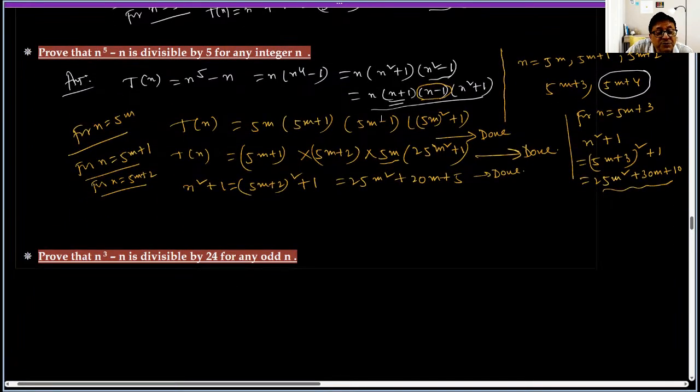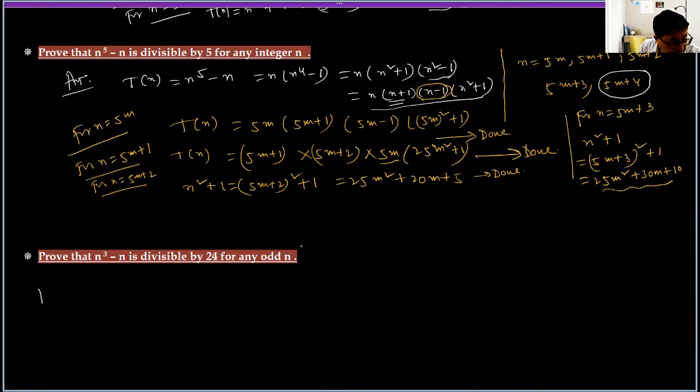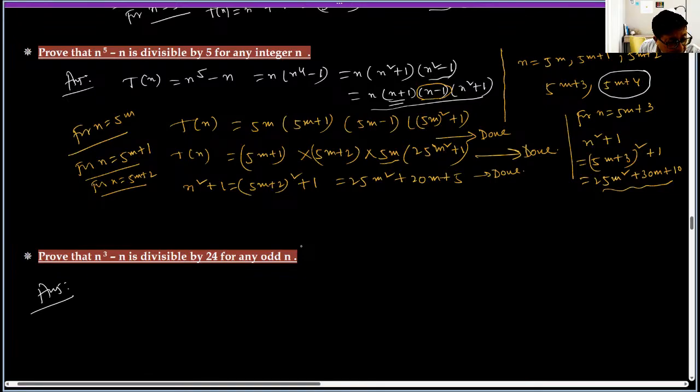Let us go for this one. Prove that n cube minus n is divisible by 24 for any odd n. The problem is a bit different. Those results we have done for all integers. This time for odd integers only we have to prove this. Odd integers are of what form? If you consider divisibility by 2, then odd integers are of the form 2q plus 1.